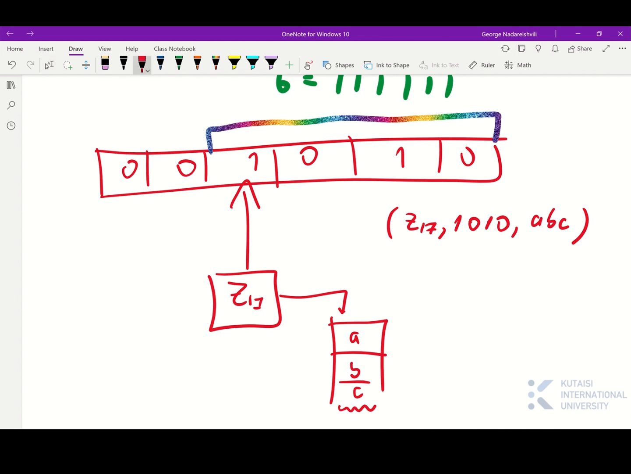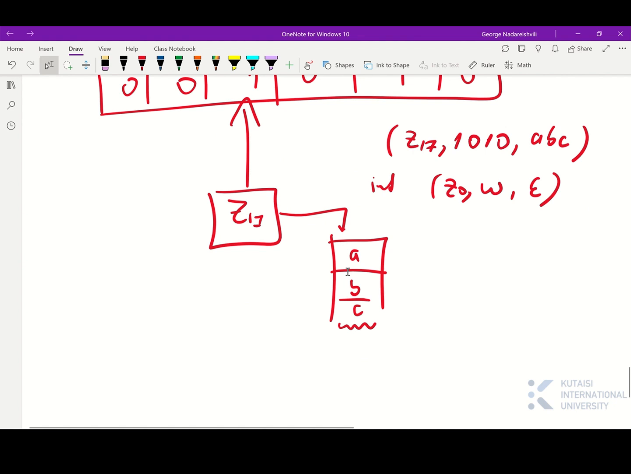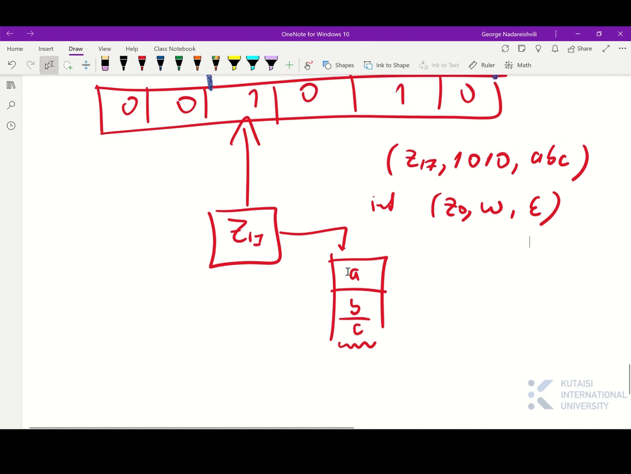And I'm saying that initial configuration is Z0, the whole thing is written, W, and this guy is empty. So initially my stack is empty. I cannot start with, say, a filled-in stack. So now I'm asking you a question, maybe here in green.